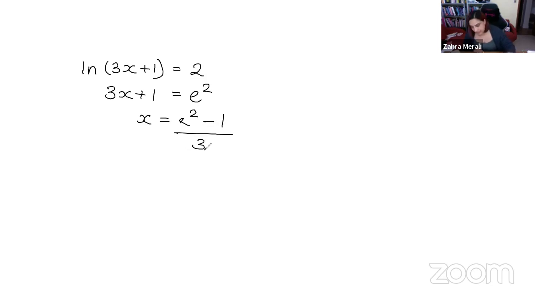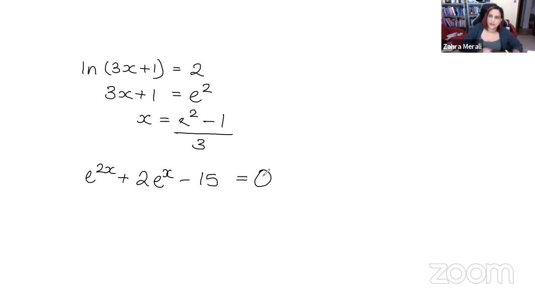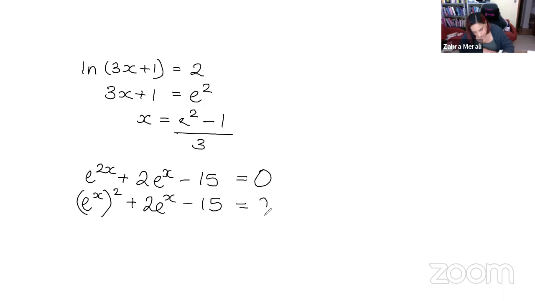Right, what about if I had, let's take something a little trickier. Let's have e^(2x) + 2e^x - 15 = 0. Now the thing here, and this comes up a lot in A-level maths, is you get lots of what we call disguised quadratics. Because what this is the same as saying is (e^x) squared + 2e^x - 15 = 0.